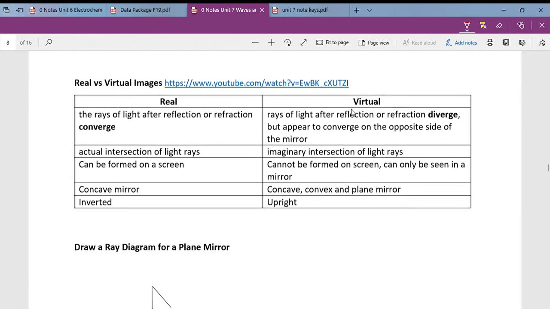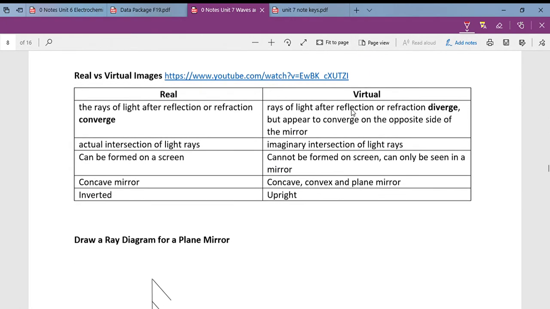But now I want to talk about this idea of real versus virtual image. A real image is when the light rays after reflection or refraction are going to converge.